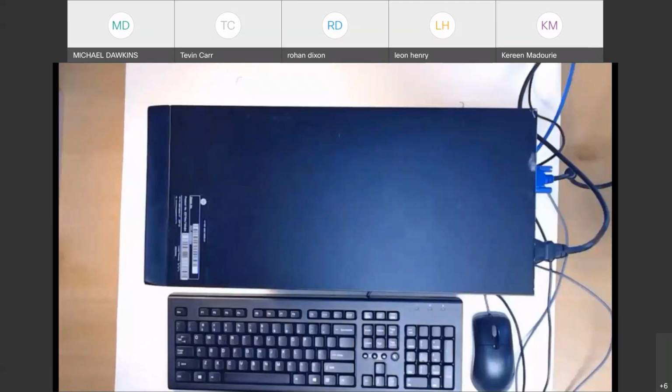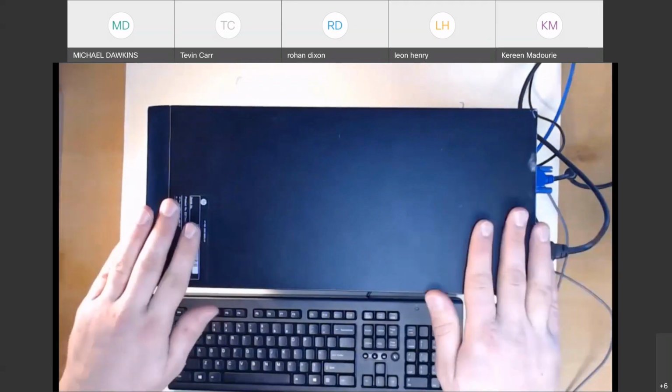Hello, everyone. Can you believe it? We're here to disassemble a perfectly good and working computer. But that's how we learn. That's how we're going to practice becoming the best IT professional. Let's get started on disassembly.